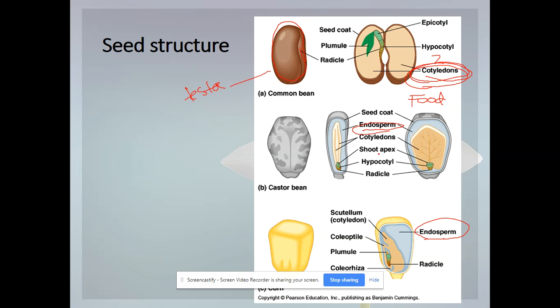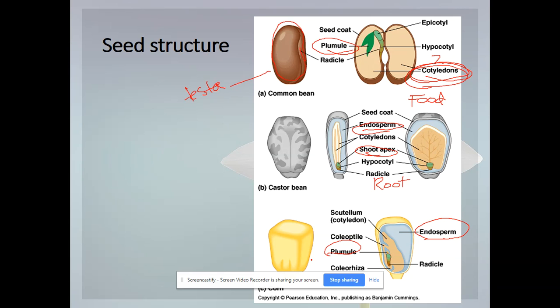Other pieces, we're going to have a shoot apex. So here's the baby plant. We're going to have radicle. It's the baby root. So radicle is always the baby root. And then the developing shoot part of the plant is going to be the plumule, the baby plant, or the shoot apex, the plumule. These are all the baby plants growing.